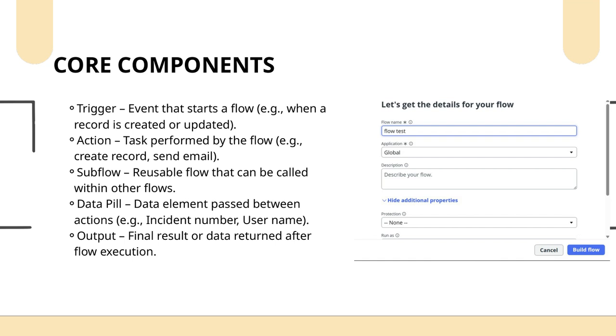Understanding these core components helps us see how flows are structured and how they work together to automate tasks seamlessly. This foundation is essential as we build more complex and efficient automation solutions.